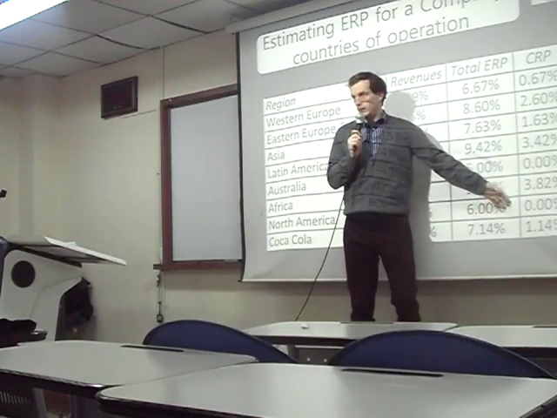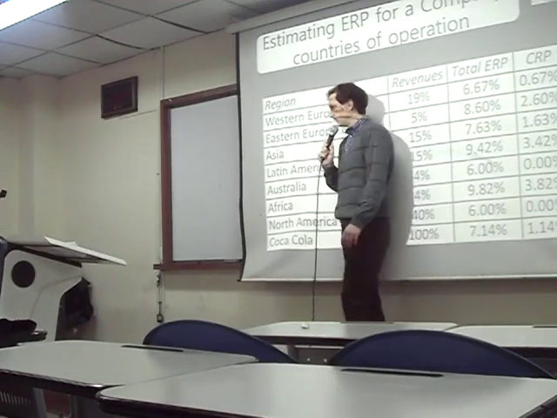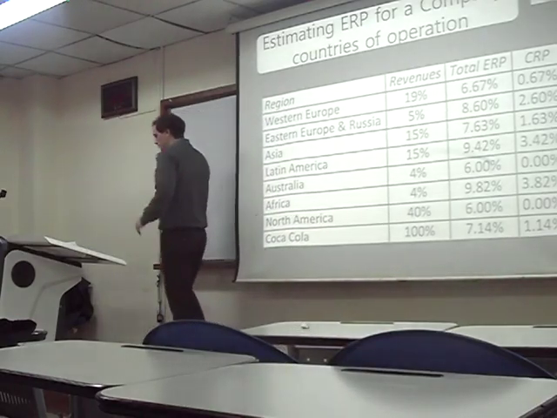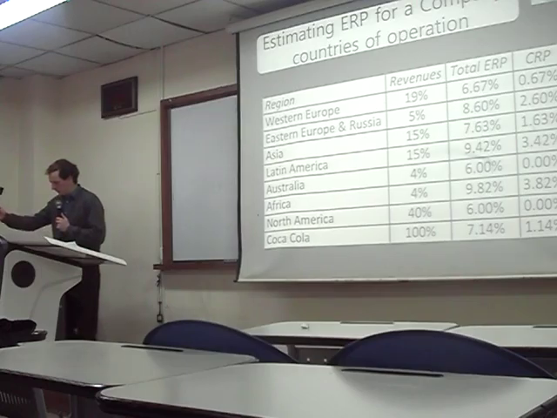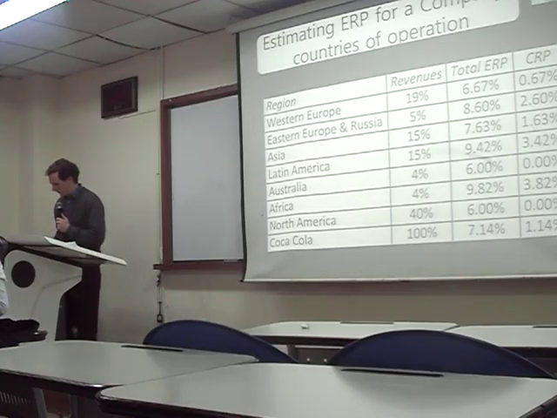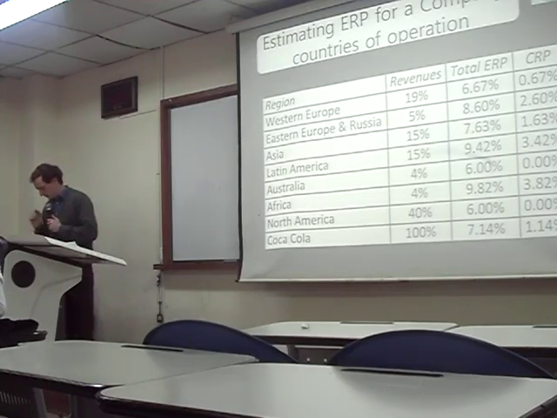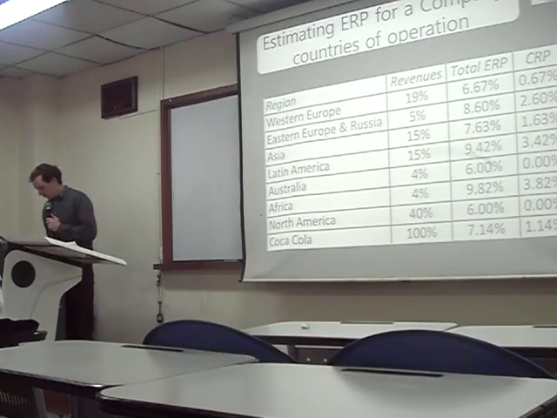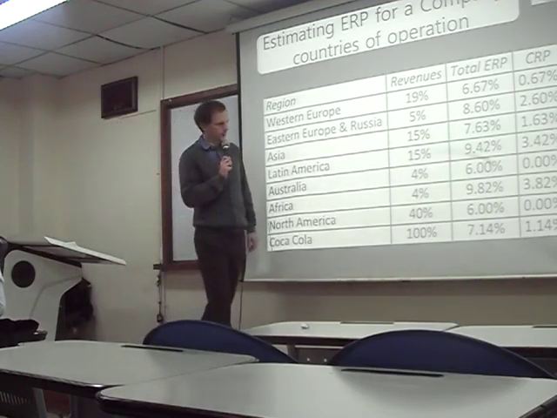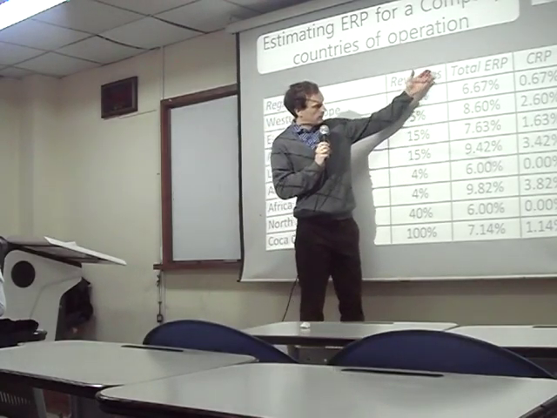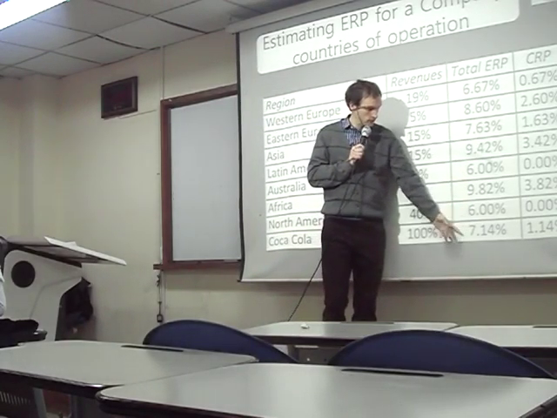Latin America and Africa. Okay, so anyway, they're just doing small business in Africa, okay? So then we just multiply the percentage by this. 19 multiplied by 6.67 gives 0.67. We multiply each percentage by the number, and then we add them together, and we get the weighted average, okay?